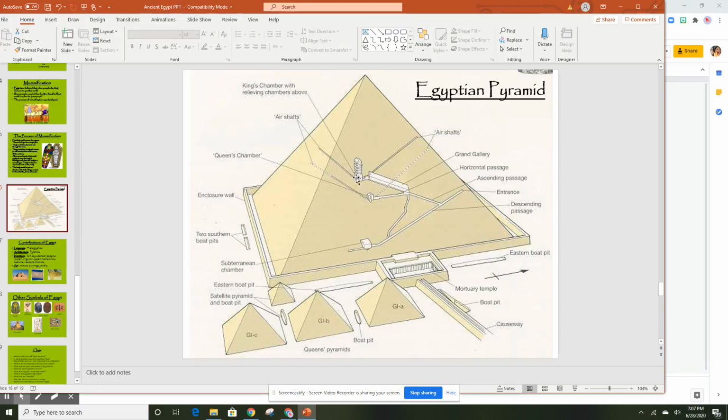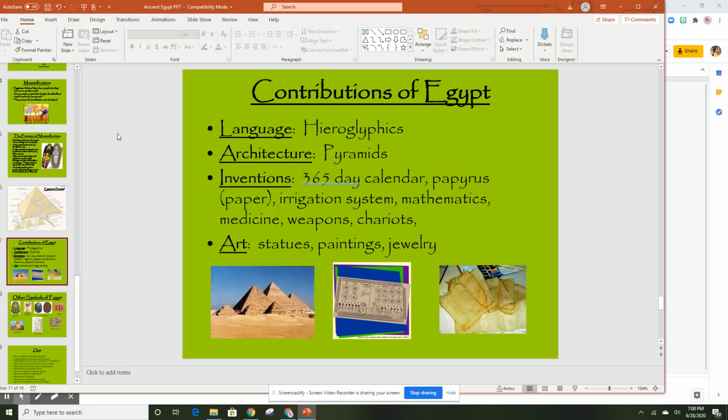So here is the king's chamber. This is where his sarcophagus and all his worldly goods would go, so that when he awoke in the afterlife, he would wake up with all of the things he needed in his new life. And you can see the whole pyramid is basically a giant tomb to the pharaoh, a gravestone, a memorial to the pharaoh. Now, let's take a look at some of the contributions of Egypt.